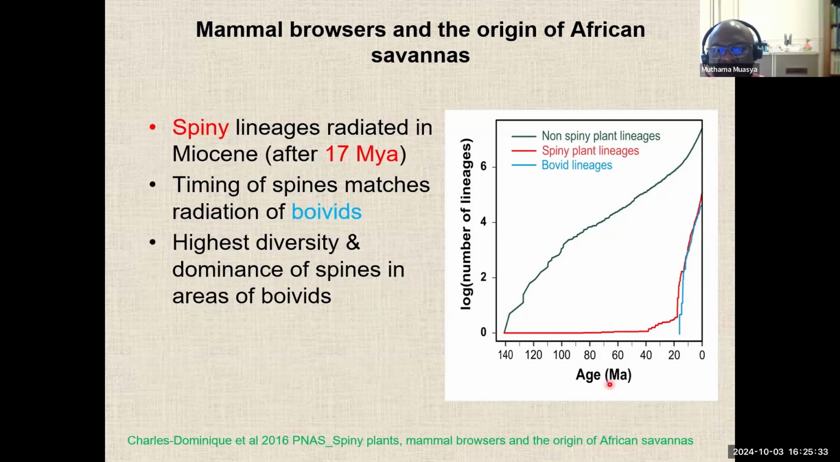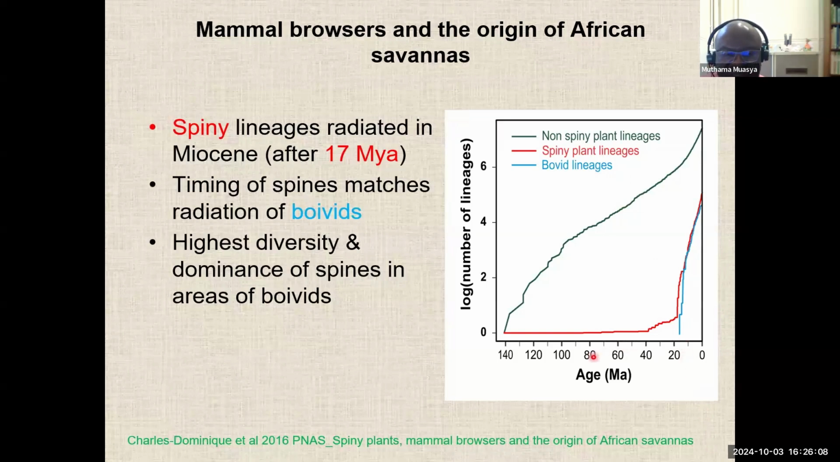We took this data and overlaid it with the phylogeny of bovids, including the antelopes. And we find that in this figure, looking from the present going back about 150 million years, angiosperms have been marching on gradually. But in red, we're showing spiny plants, which have remained poor. At about 40 million years we got an increase, but an exponential increase after about 20 million years, coinciding with when the bovids also are radiating.